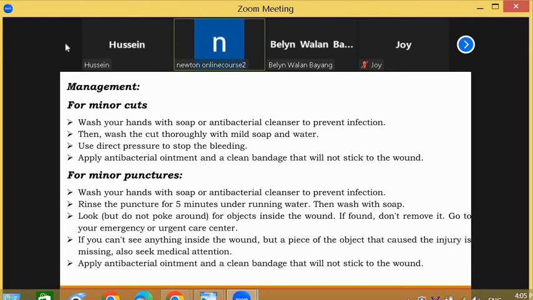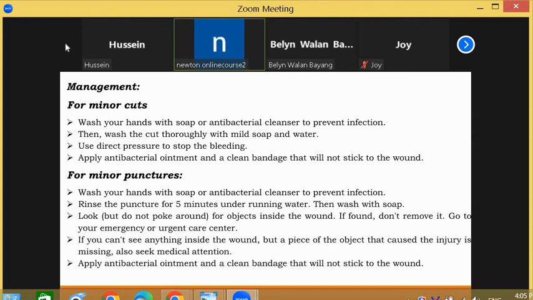do not remove it. If you remove it, the puncture will increase. If you find anything inside, inform the emergency team and they will remove it. Also, if you don't see anything on the topmost layer but you can feel that something is inside, you also have to inform the emergency department.